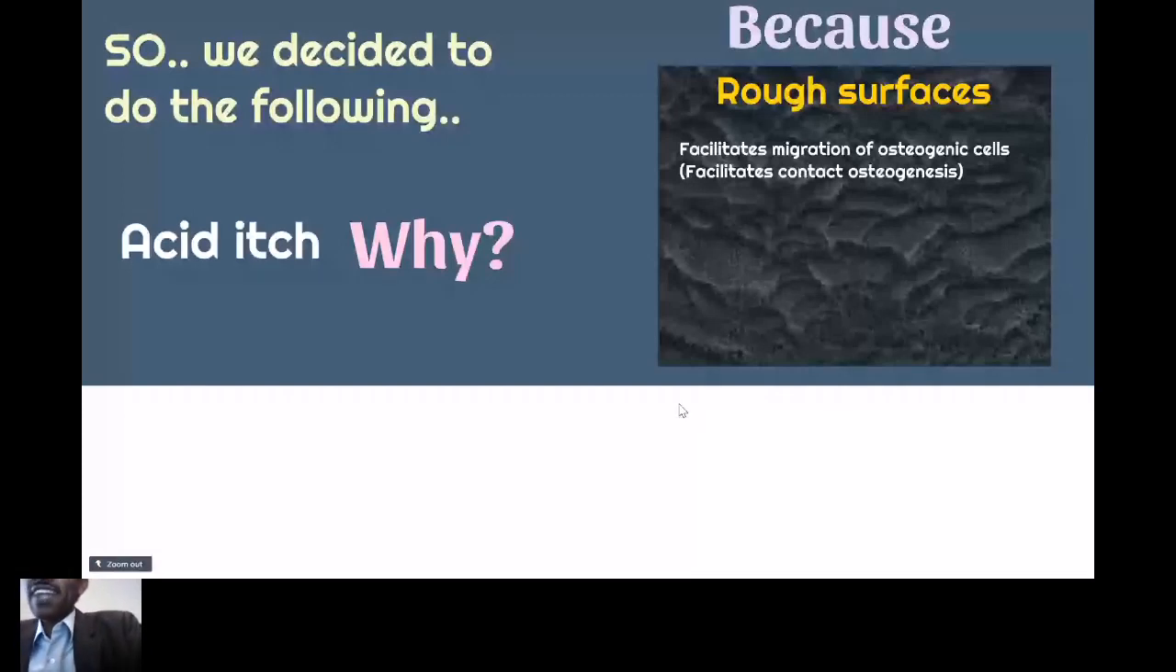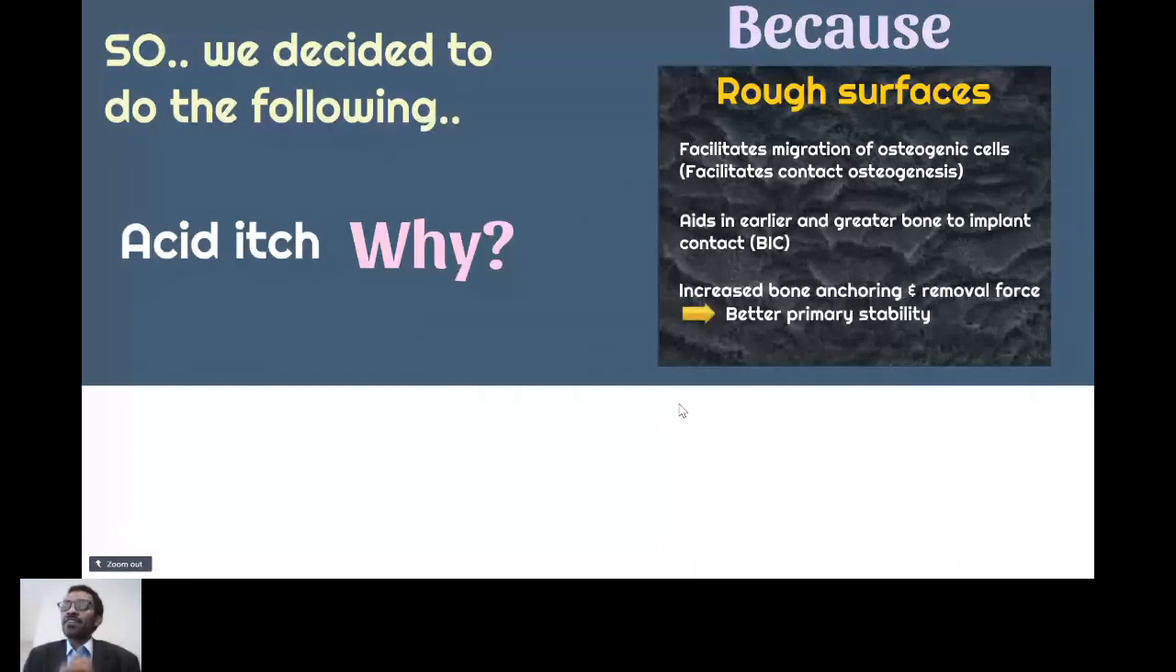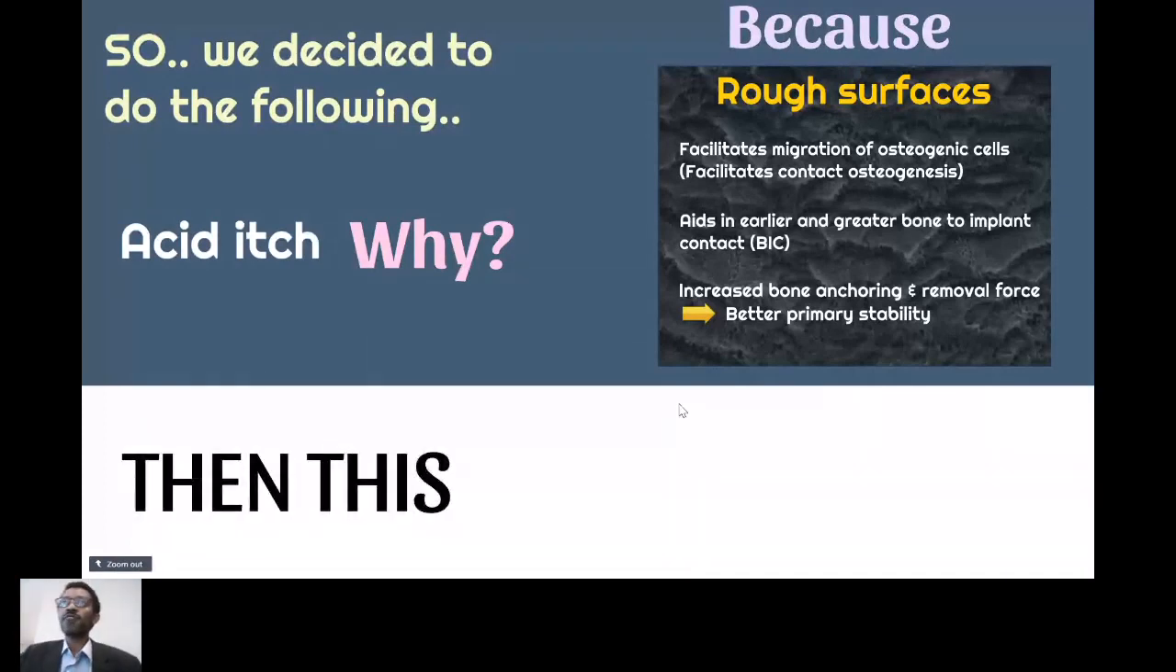Because first of all, it facilitates the migration of osteogenic cells, facilitating contact osteogenesis on the surface. So the migration of these cells on the titanium surface initiates contact osteogenesis. The second thing is an earlier and greater bone-to-implant contact, because of facilitating the osteogenesis process. It also increases the bone anchoring and removal force, so I have better primary stability and better removal force, more stability in general.